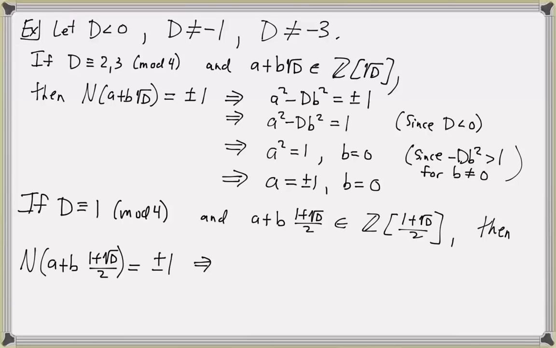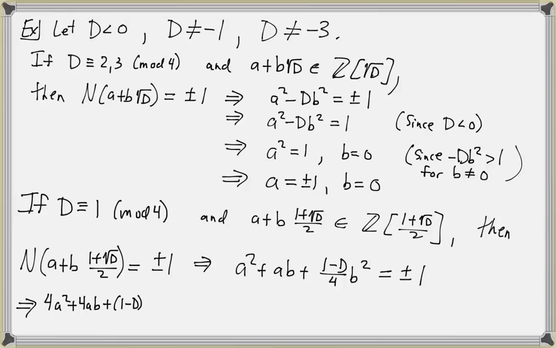Then the formula for the norm is a squared plus ab plus (1 minus D) over 4 times b squared, and so this norm is plus or minus 1. And if I multiply both sides of this equation by 4, that implies that 4a squared plus 4ab plus the quantity (1 minus D) b squared is equal to plus or minus 4.